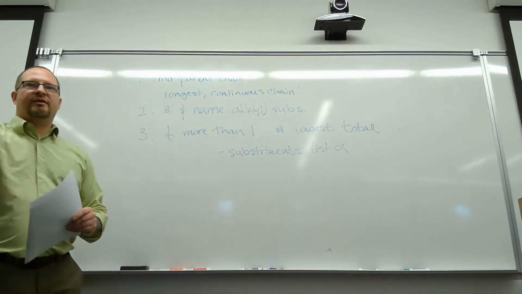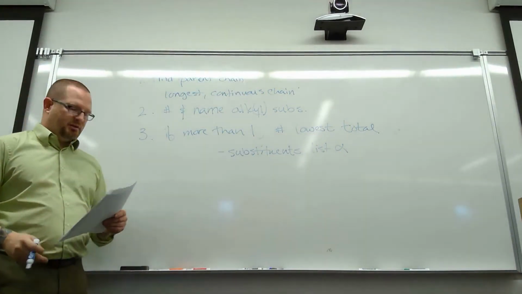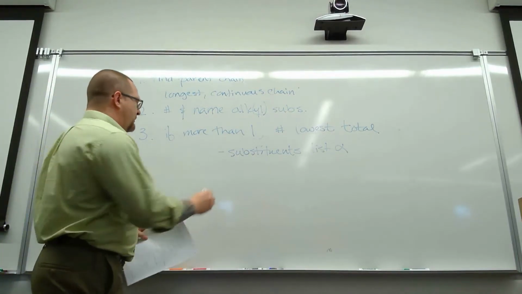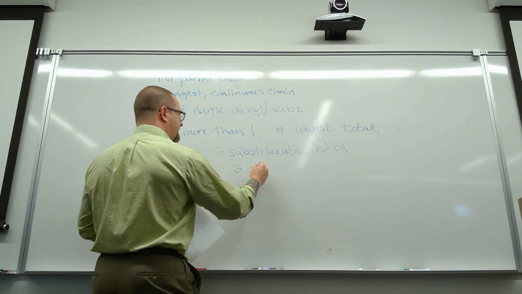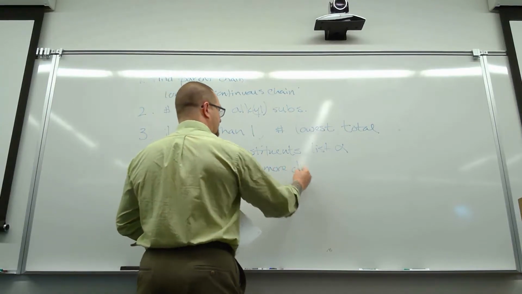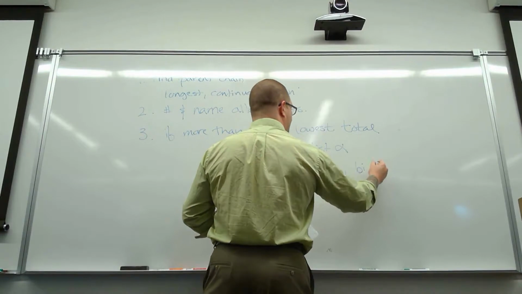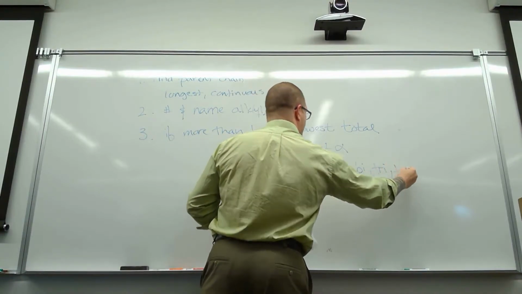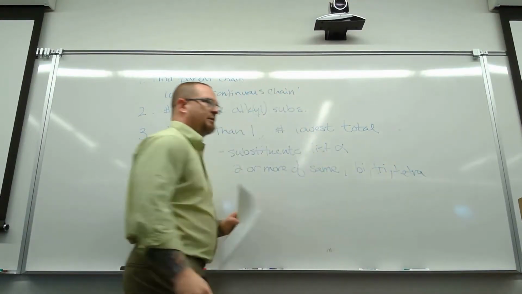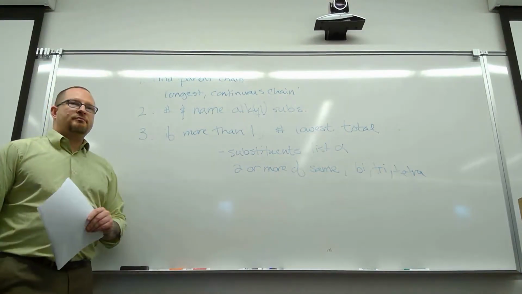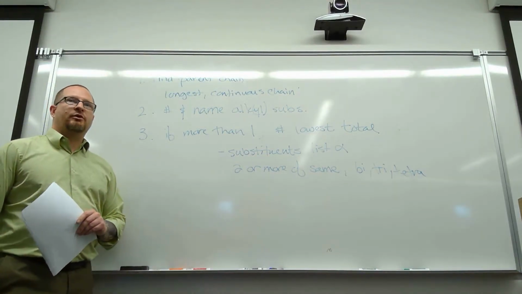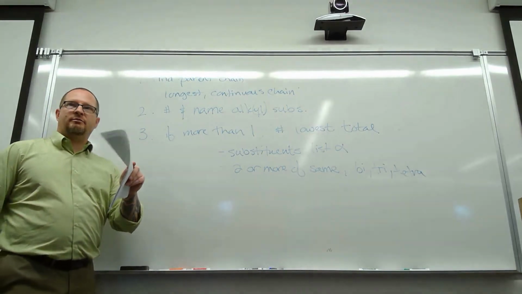Whenever I do the little alpha, that's just shorthand for alphabetically. And if you have multiples of the same type of substituent, use di, tri, tetra, etc. So let's do some examples of that so it makes sense.